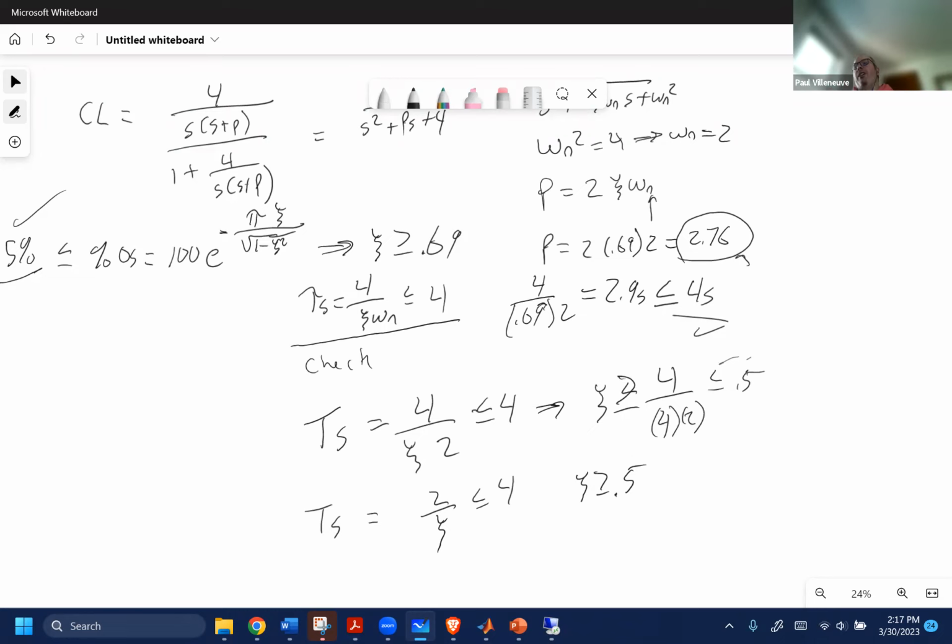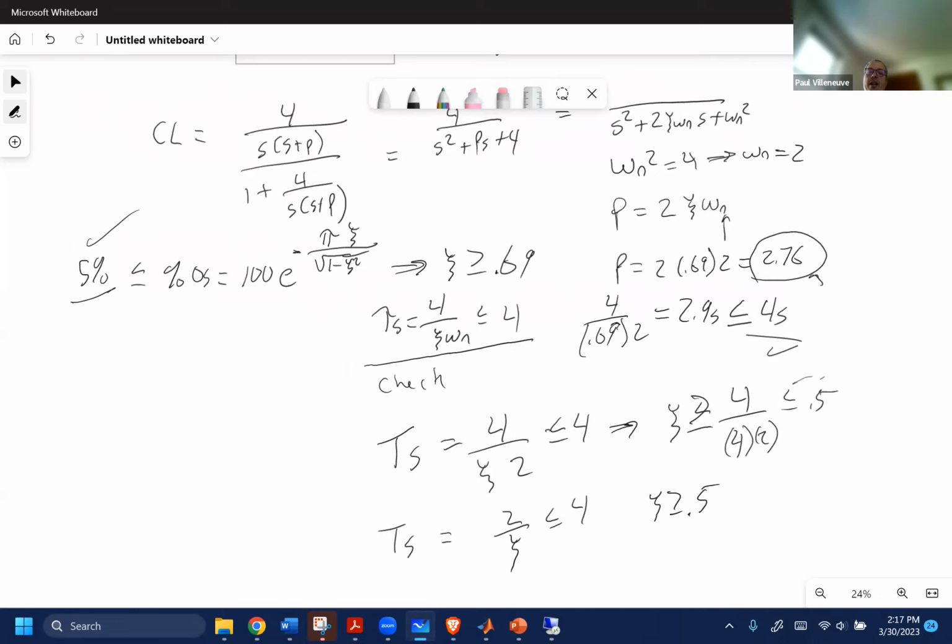So all this would tell me is that it has to be greater than 0.5, but I still would have had to go back here and do the calculation to get the settling time. So you could have done it either way. You had to do this equation anyway. Usually I start off with the overshoot, and then I check my settling time. If it wasn't sufficient, I would have continued to increase my zeta until I met the criteria.